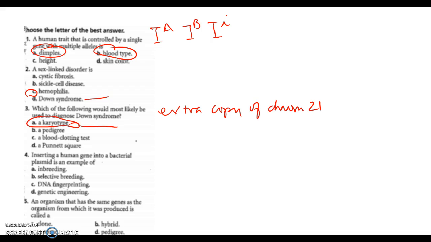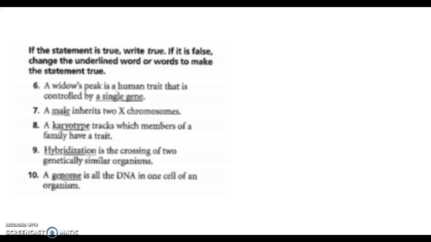Inserting a human gene into a bacterial plasmid is an example of genetic engineering. Okay? Number 5. An organism that has the same genes as the organism from which it is produced is called a clone. Right? That's just a vocab word. Right, let's look at these.